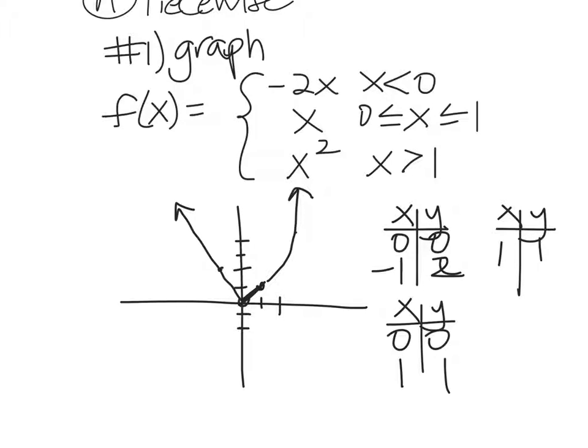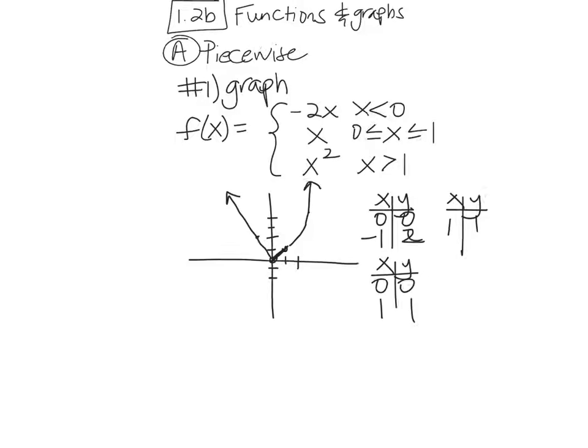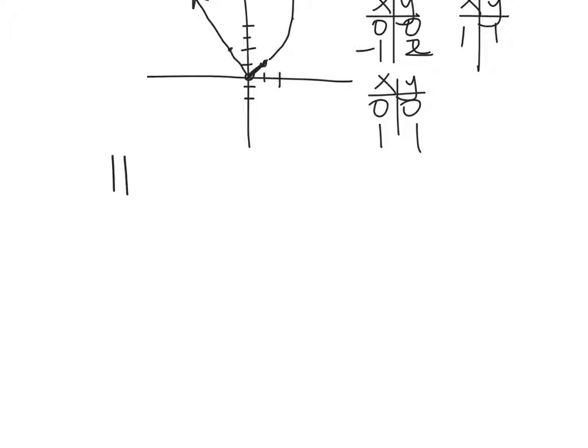So you get a ray on this side, you get a segment in the middle, and you get a piece of a parabola. And it's a piecewise function. All right, I'm going to pause the video and show you how to do it on your number 2. Now let's go the other way.